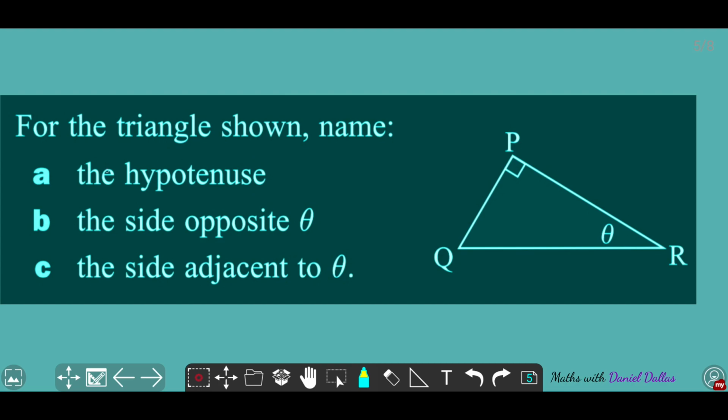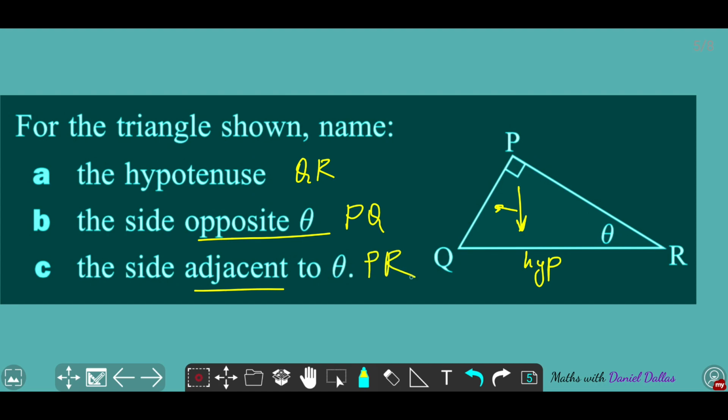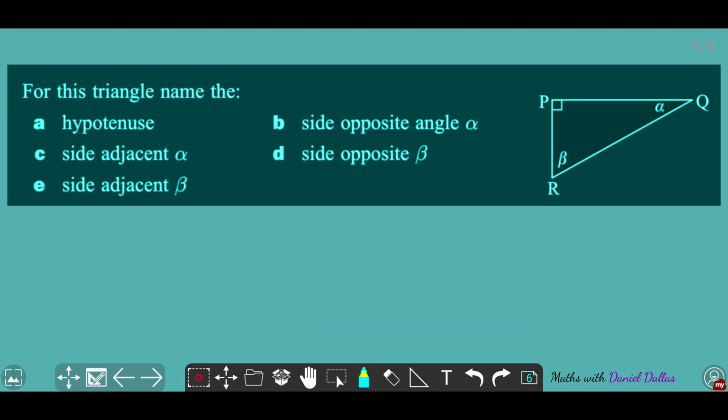Alright, so the hypotenuse here is opposite the 90 degrees. It's here. QR is the hypotenuse, so that's why we put QR. Next part, side opposite to theta. The side opposite theta is PQ. Next, adjacent to theta should be a part of the angle. Obviously, it's going to be PR. And we've got three different sides. Alright, we established them. Let's move to the next one.